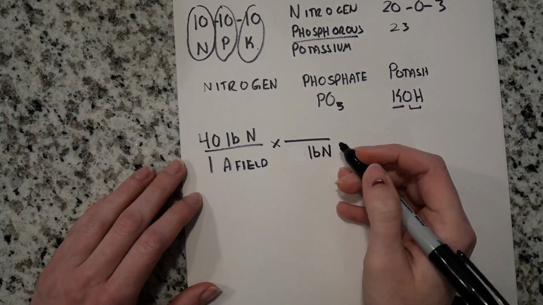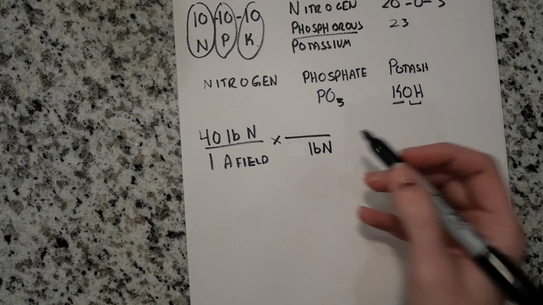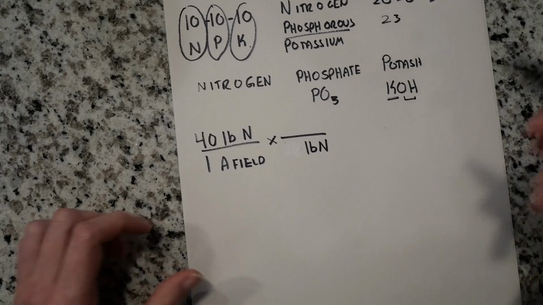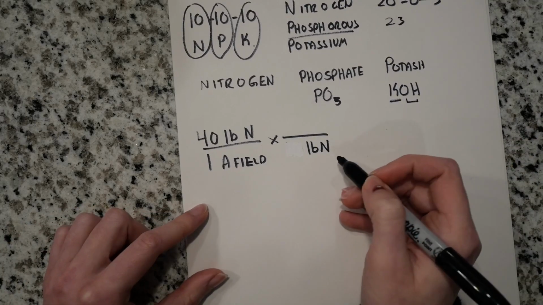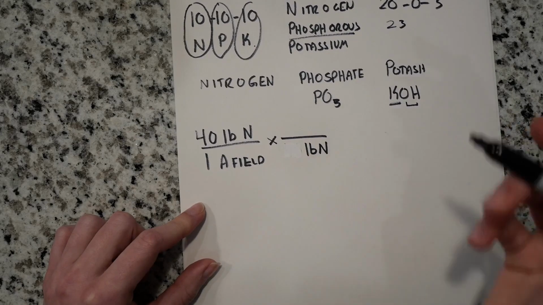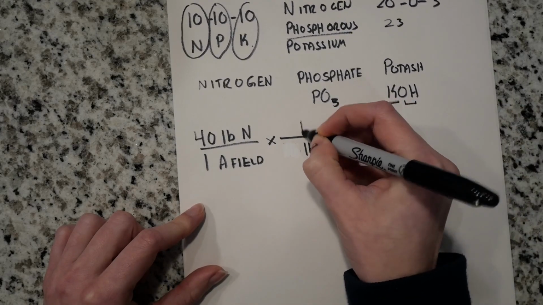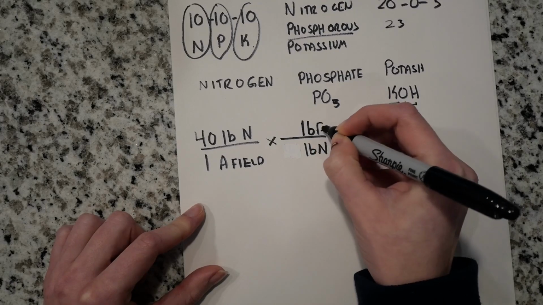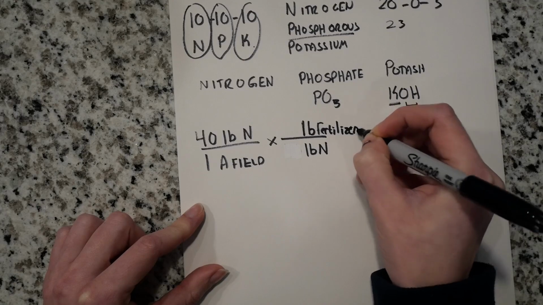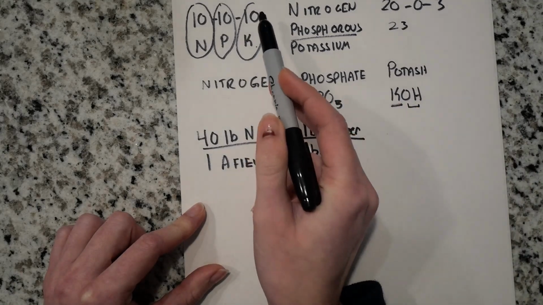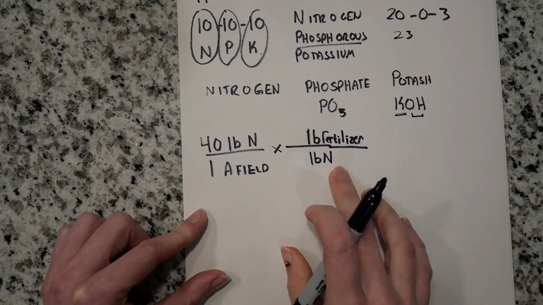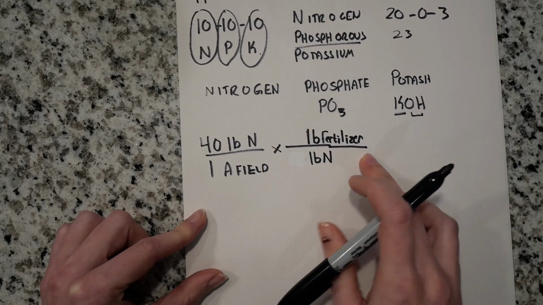So we start with the only things that we know, which are that we've got 40 pounds of nitrogen for one field that we need, and our fertilizer is 10% nitrogen. Remember, we don't have to worry about the conversion here, so we can just take that at face value. Now, what we have here is pounds of fertilizer, right? So again, this is our fertilizer. It's 10% nitrogen, so whatever pounds of nitrogen we have, the whole is fertilizer.